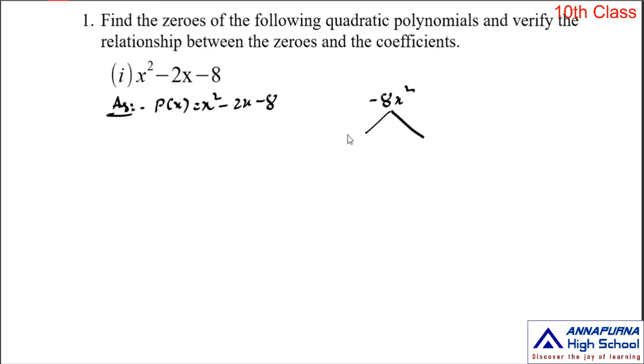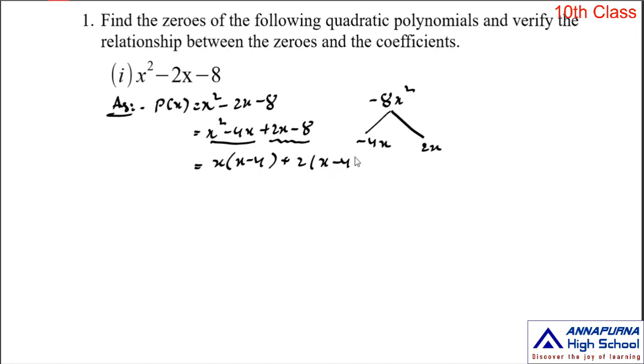What are the two factors? They are minus 4x and 2x. So it is equal to x square minus 4x plus 2x minus 8. What is the common factor in the first two terms? That is x. So x into x minus 4, and the common factor in the next two terms is plus 2, so plus 2 into x minus 4. In these two terms, x minus 4 is the common factor. So x minus 4 into x plus 2.